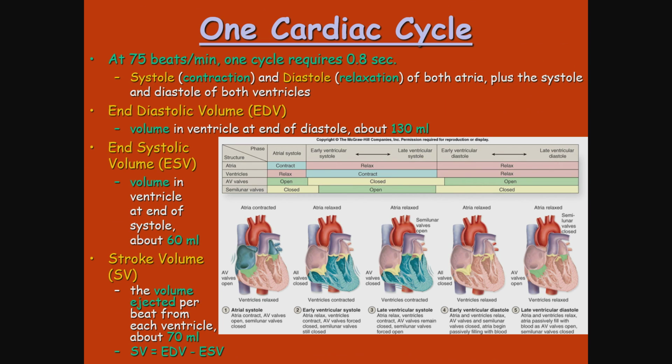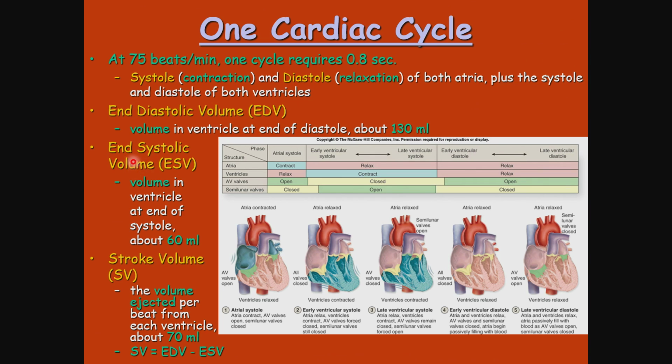One cardiac cycle. What that means is that 75 beats per minute is the average. One cycle requires 0.8 seconds, and we call that systole and diastole. Systole is when the heart is contracting, and diastole is when the heart is relaxed. And we're talking about systole and diastole of both atria plus both ventricles. Okay, the end diastolic volume, we call that the EDV. That's the volume of blood in the ventricles at the end of diastole, and the average is about 130 milliliters.